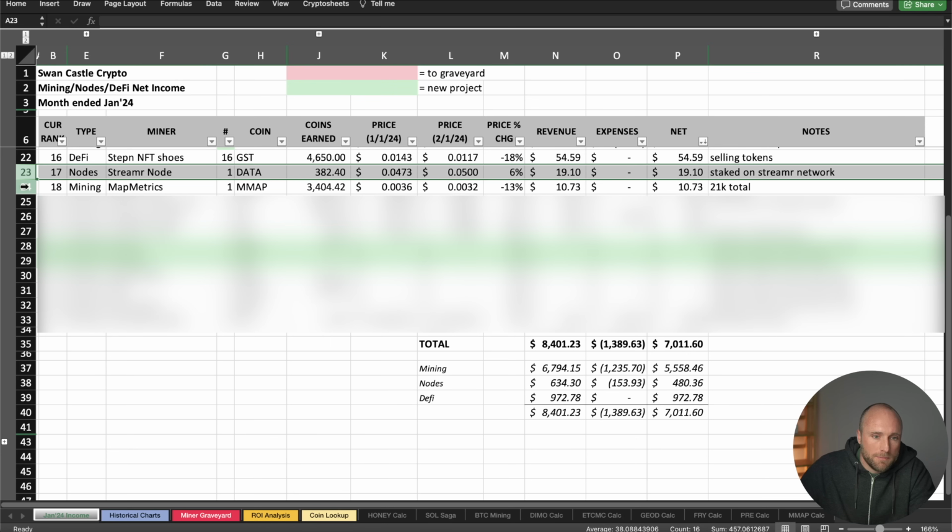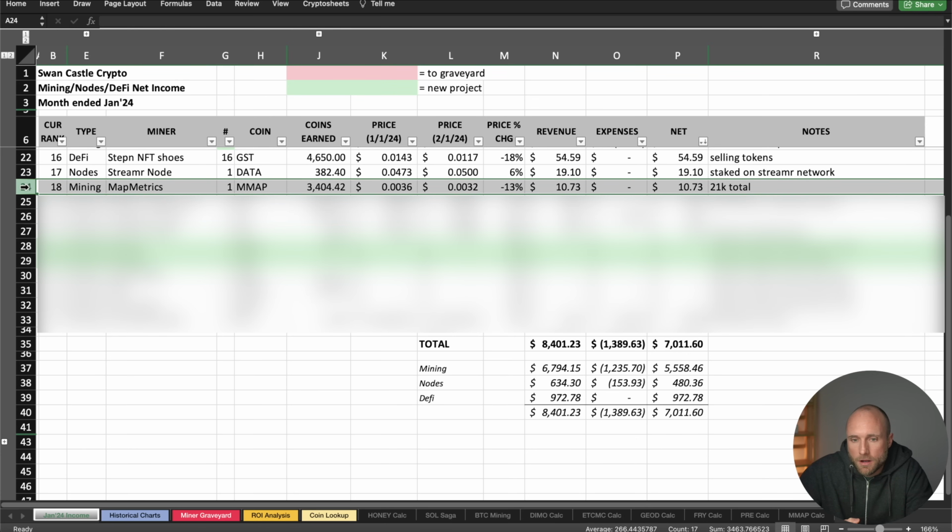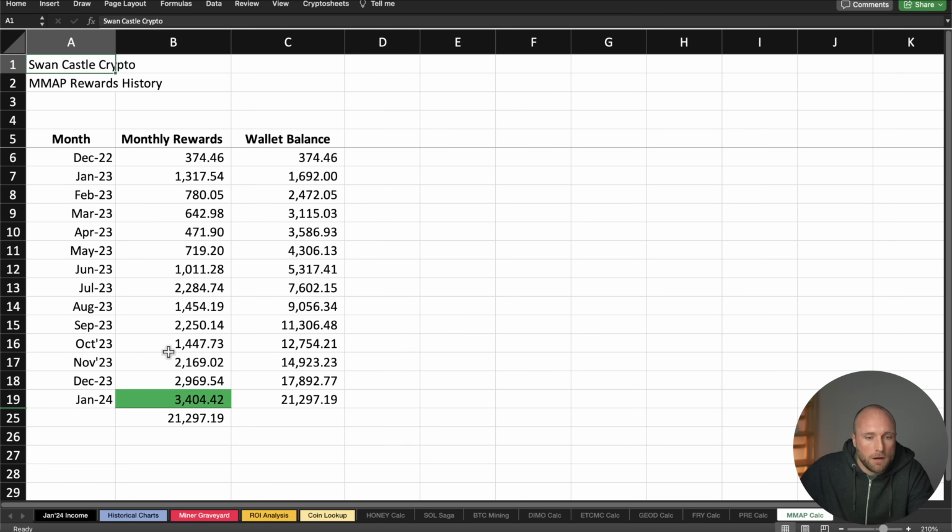Number 18 is Map Metrics. This is a drive to earn project, make just over $10 for the month. If we go here, you can see this month was the largest month in terms of monthly rewards I received. That's largely due to me driving more to earn more Hive Mapper rewards. So a double win there in terms of more rewards for the MMAP token.